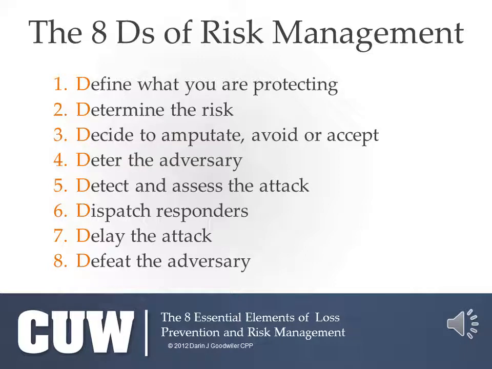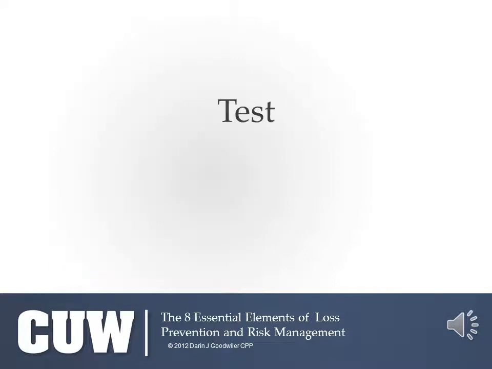So to recap the 8 Ds, the first D is to define what you're protecting. The second D is to determine the risk. The third D is to decide to amputate, avoid, or accept. The fourth D is to deter the adversary. The fifth D is to detect and assess the attack. The sixth D is to dispatch responders. The seventh D is to delay the attack. And the eighth D is to defeat the adversary.